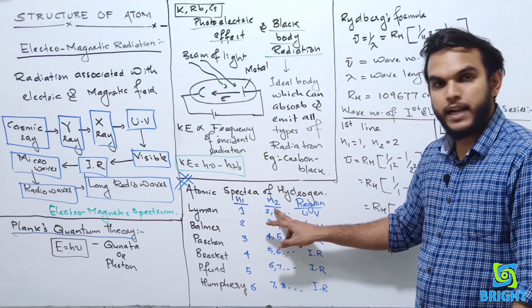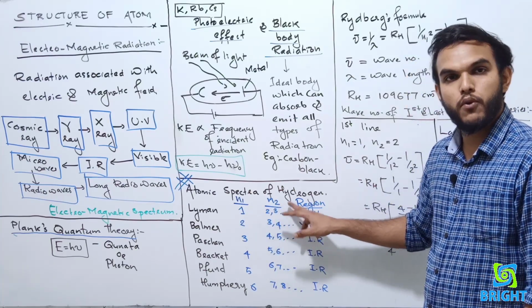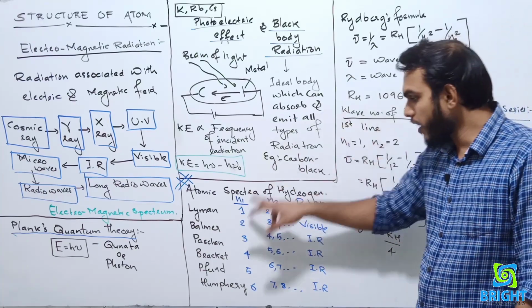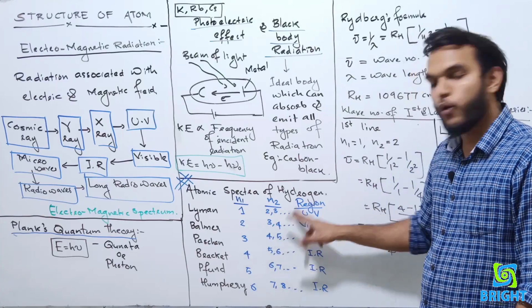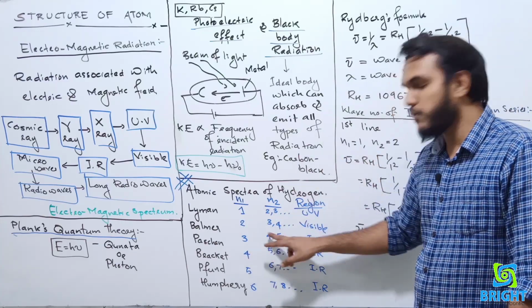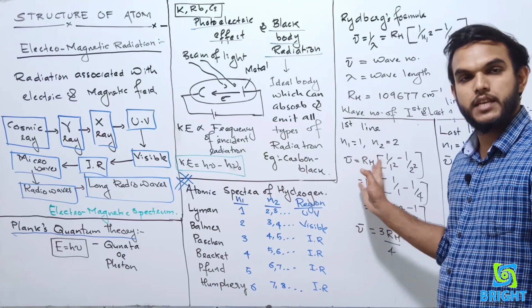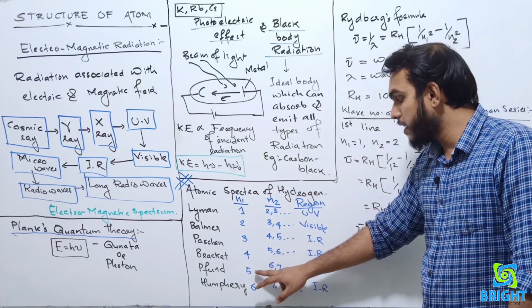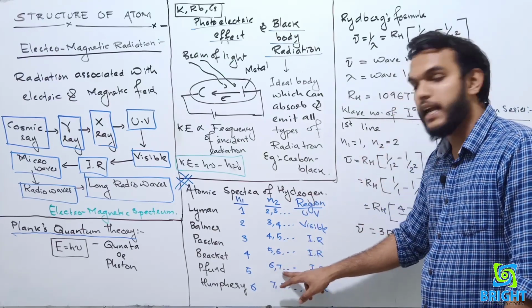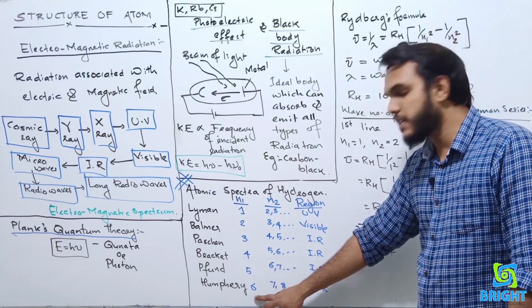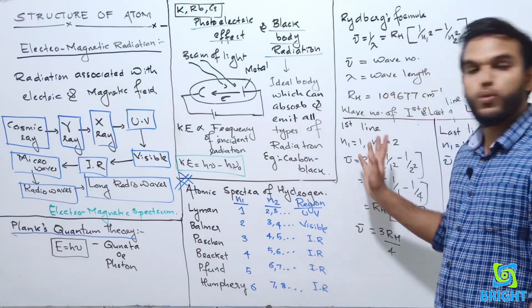And what is the value of n2? If n1 is 1, n2 can be 2, 3, 4, anything up to infinity. If n1 is 2, n2 can be 3, 4, up to infinity. If n1 is 3, it will be 4, 5, 6, up to infinity. Then if n1 is 5, n2 will be 6, 7, 8, up to infinity. And if n1 is 6, it will be 7, 8, 9, up to infinity.